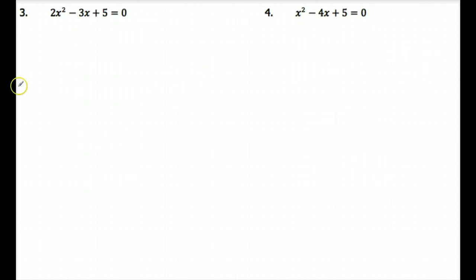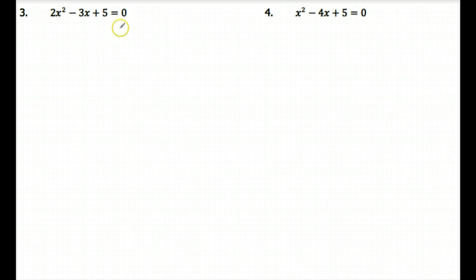Okay, moving on to number 3. This time I have a trinomial: 2x squared minus 3x plus 5 equals 0. Now, if I just gave you this problem sporadically on a quiz or a test, you would probably want to try and see if this factors, okay? It'd be up to you.